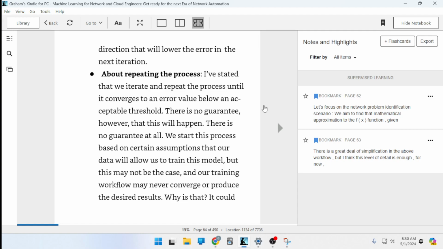I've stated that we iterate and repeat the process until it converges to an error value below an acceptable threshold. There is no guarantee, however, that this will happen. There is no guarantee at all. We start this process based on certain assumptions that our data will allow us to train this model, but this may not be the case, and our training workflow may never converge or produce the desired results.